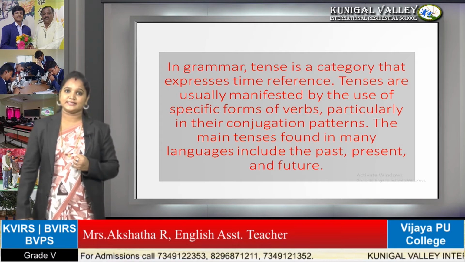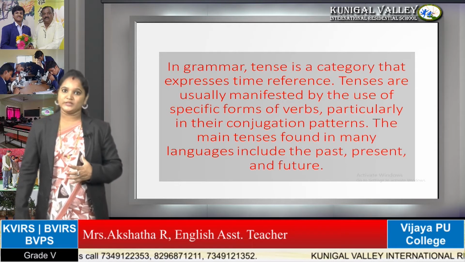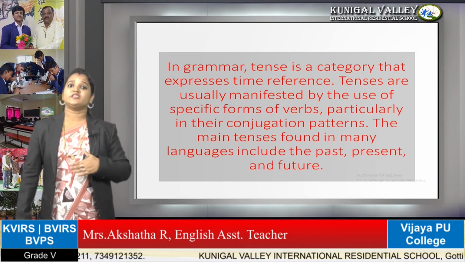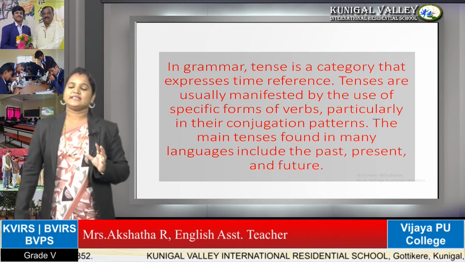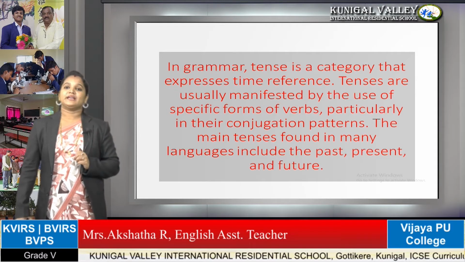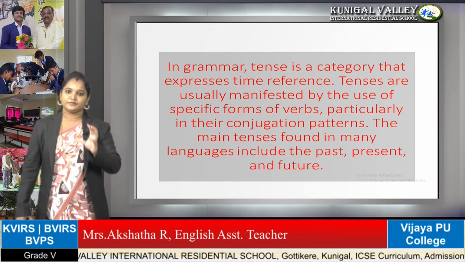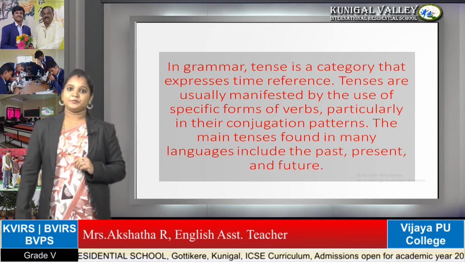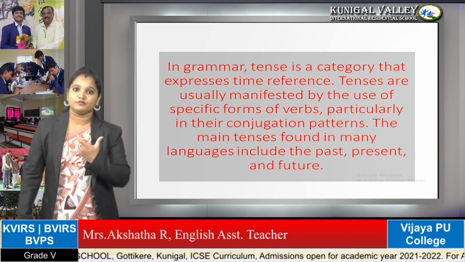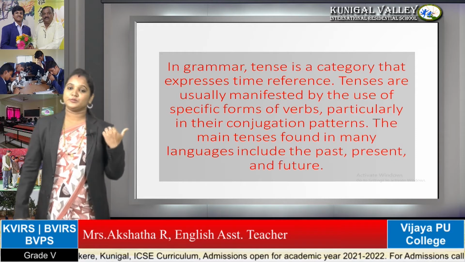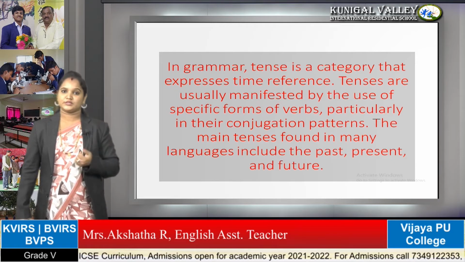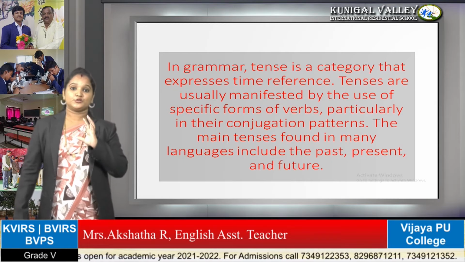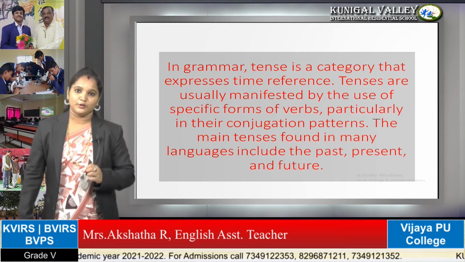Time reference, in the sense, tells us the event which took place in the past, which is taking place in the present, or which is going to take place in the future. Tenses are usually manifested by the use of specific forms of the verbs, particularly in their conjugation patterns. That means, in a sentence, the usage of verbs tells us whether it belongs to the past tense, the present tense or the future tense. Every sentence depends on the verbs to decide which tense it belongs to.